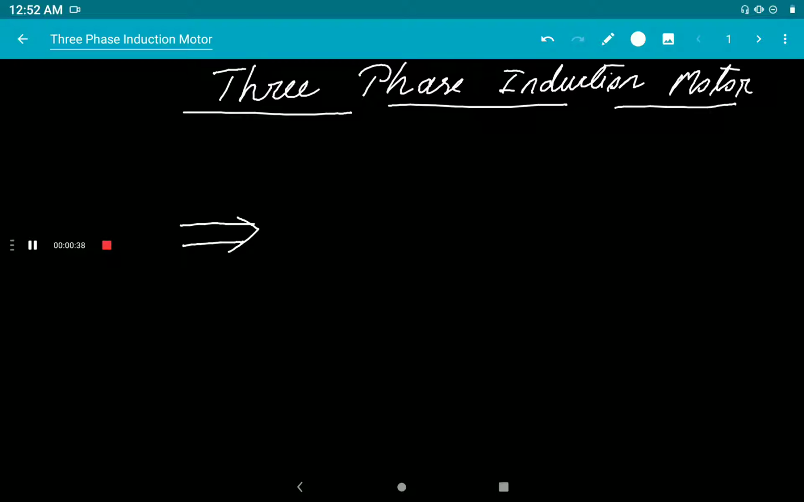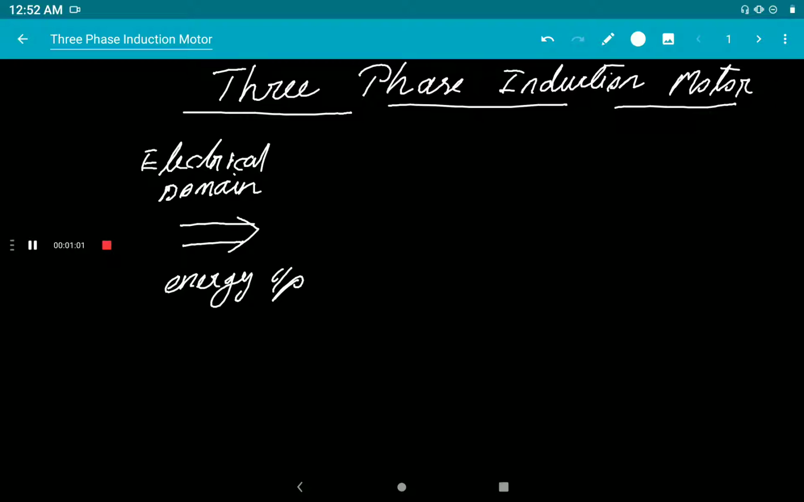The energy input is taken from the electrical domain. We are giving our energy input in the electrical domain. So we are giving an electrical input to the machine, which goes through a magnetic domain. So the energy input is taken from the electrical domain and goes through the magnetic domain.